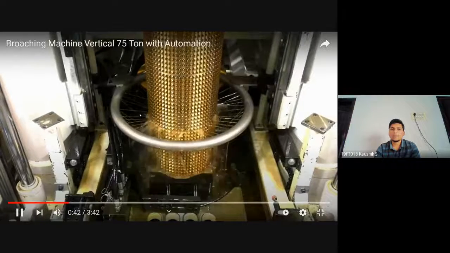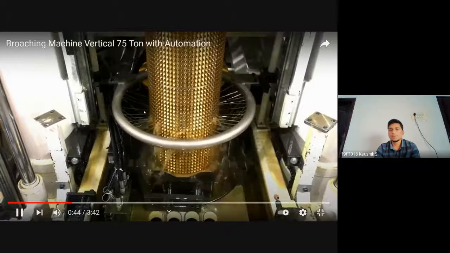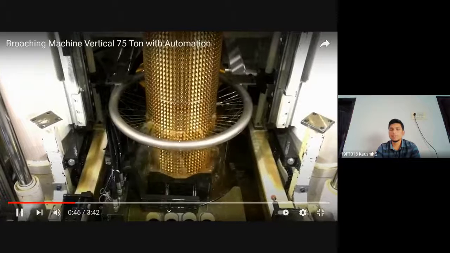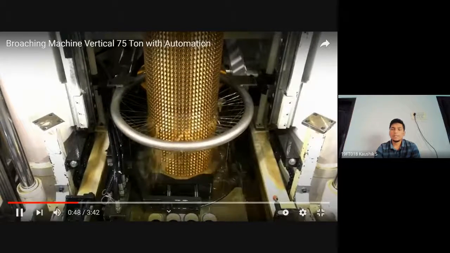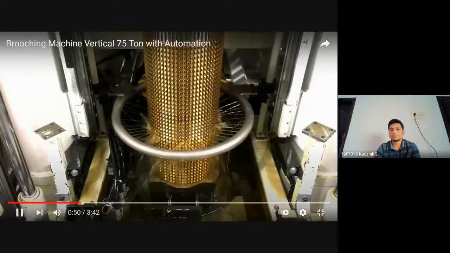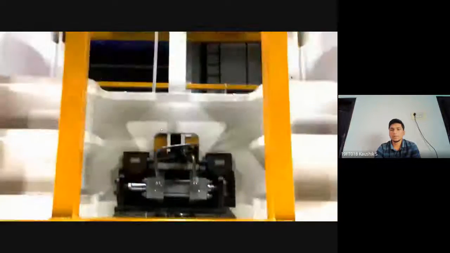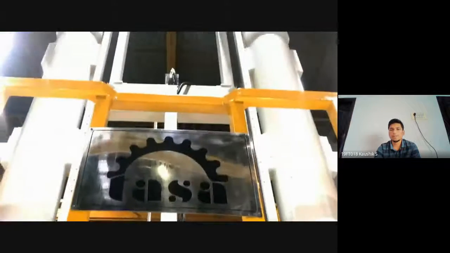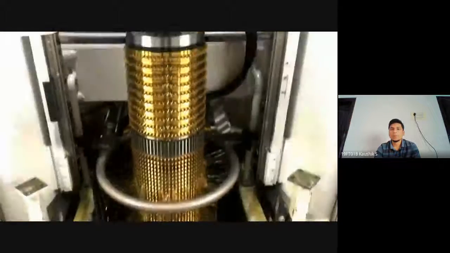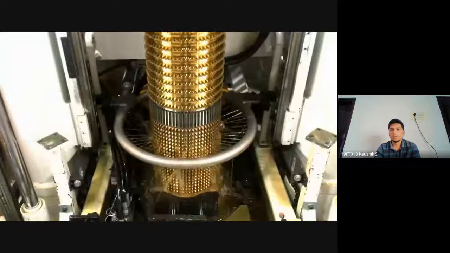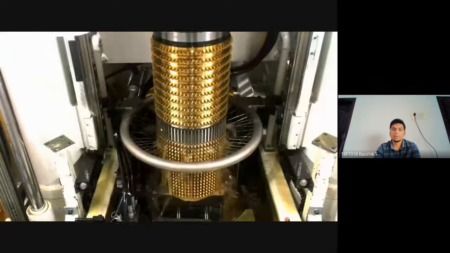Here, cutting fluids are used to reduce the friction involved in the machining process, and the temperature rise in the broaching process is kept under control. So you got an idea of how tall this broach was.